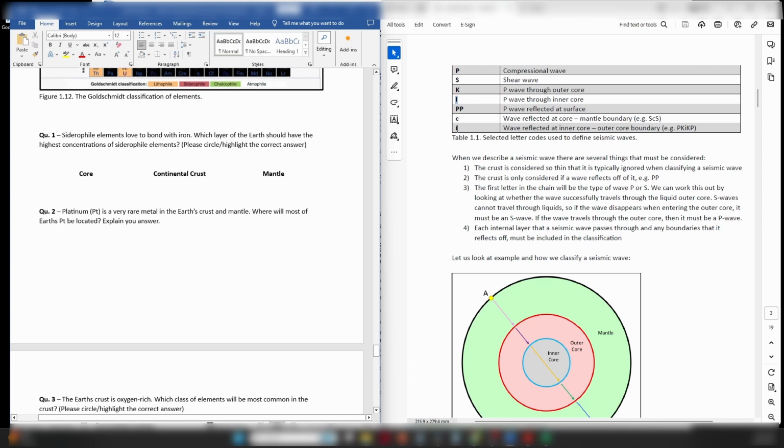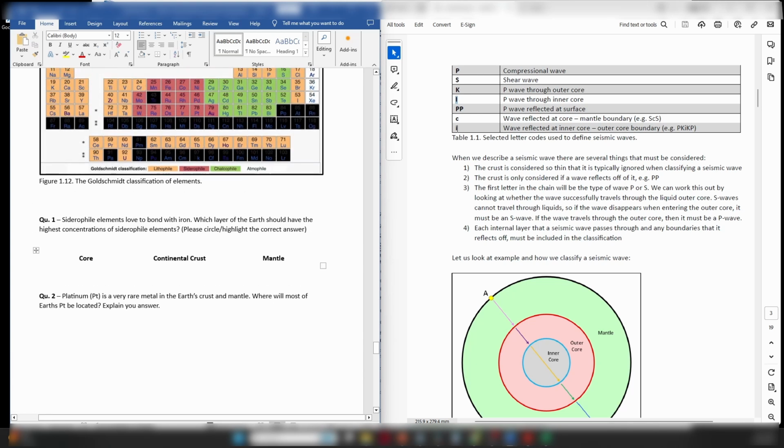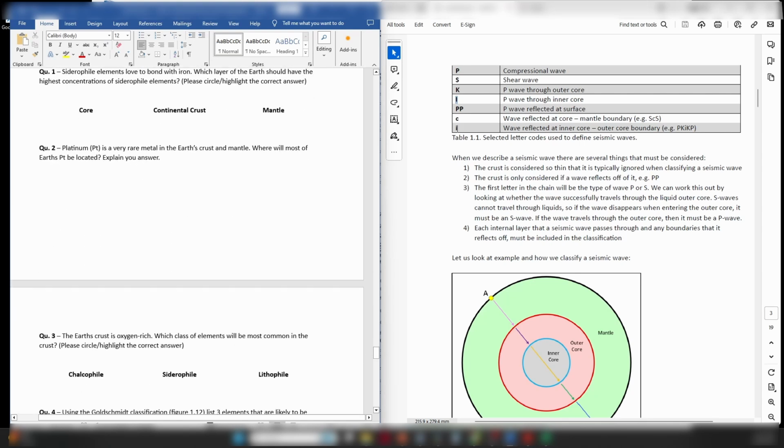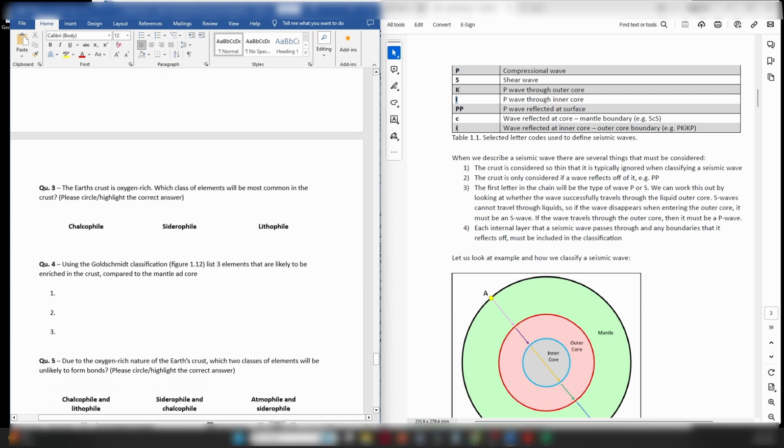So question 2, we know that platinum is a very rare mineral in the Earth's crust and mantle, right? So where will most of the Earth's platinum be located? Explain your answer. When you explain that, look at the Goldschmidt periodic table up here. What is platinum? Is it siderophile, lithophile, chalcophile? And think about where it's most likely to be in highest quantities.